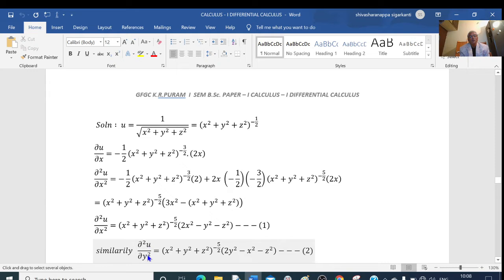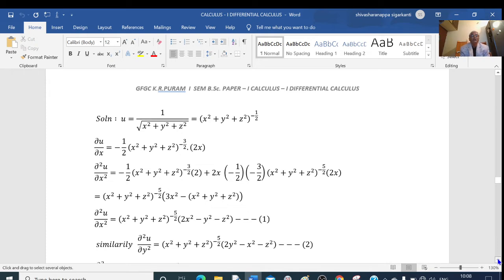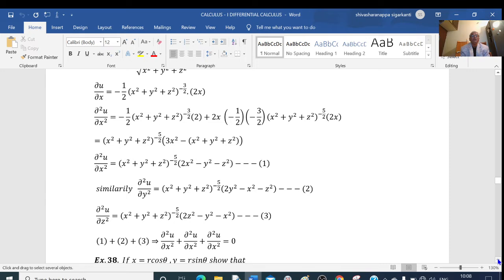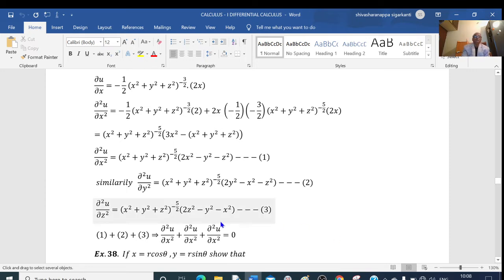Similarly, ∂²u/∂z² will be 2z² − x² − y². So, similarly, we can write. No need to find the second derivatives again, because this is a symmetric function. We can write similarly: this is ∂²u/∂y², and similarly ∂²u/∂z² is equal to this. So, this is 1, 2, 3.